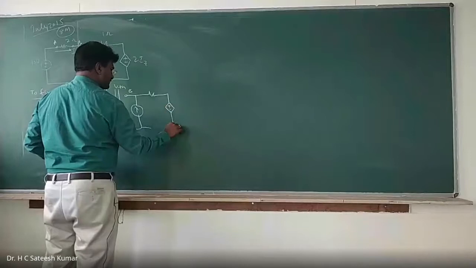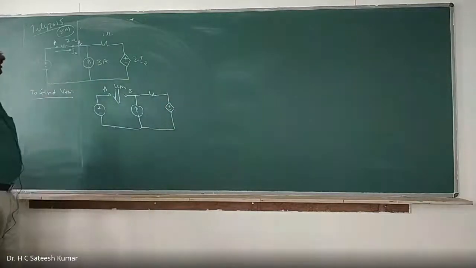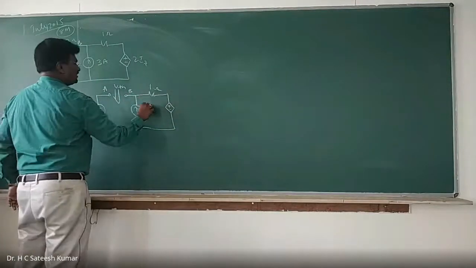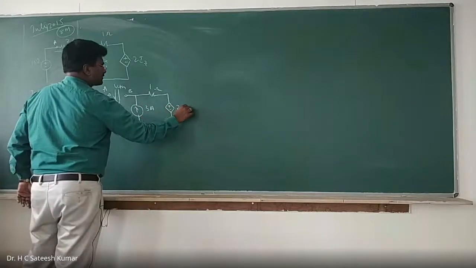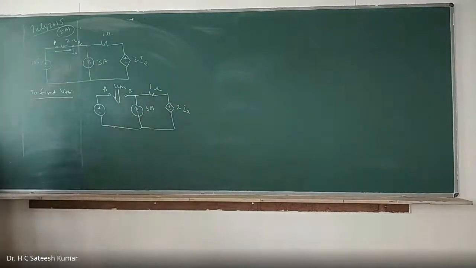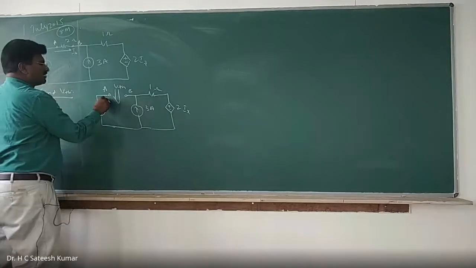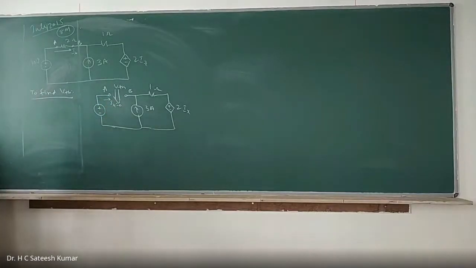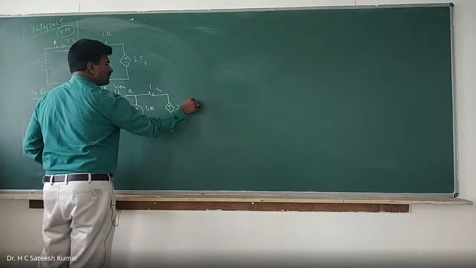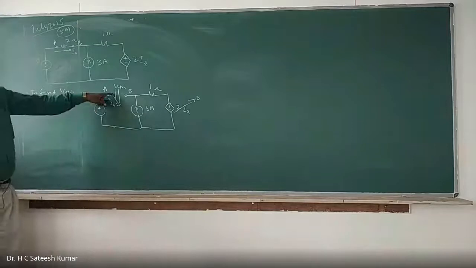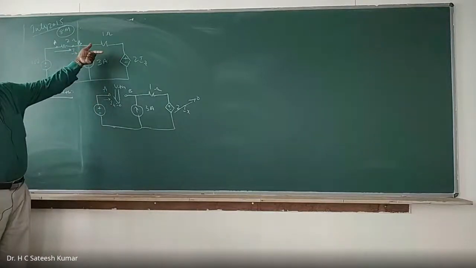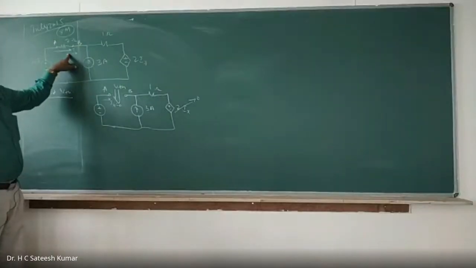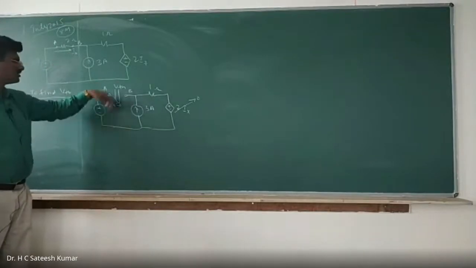Plus, minus. This is your VTH. So, now this is 1 ohm, 3 amps, 2 Ix. Right. Now what you should do? Since it is open, what is your Ix? Ix is equal to 0. This will become 0 because Ix is the current flowing through this one. Once I open this one, automatically Ix will become 0.